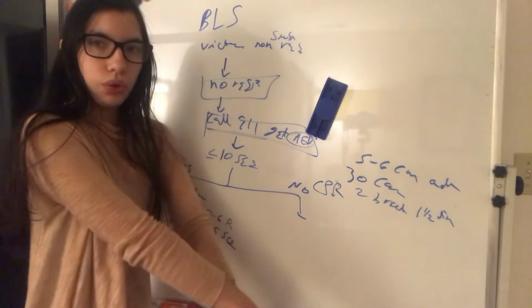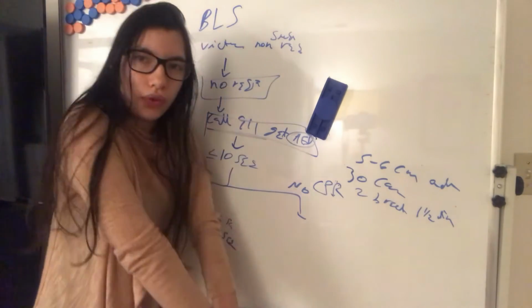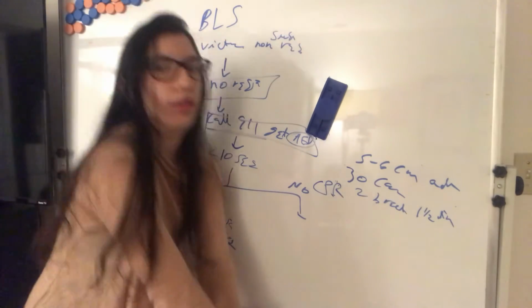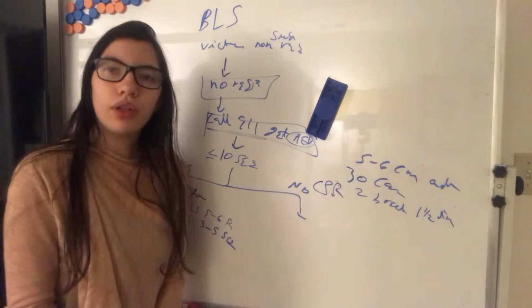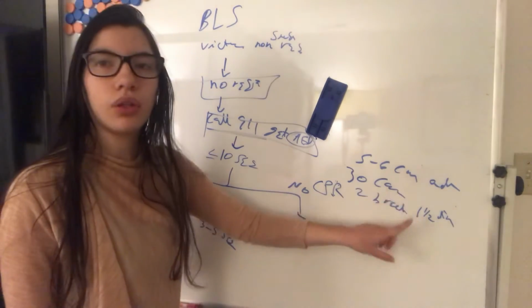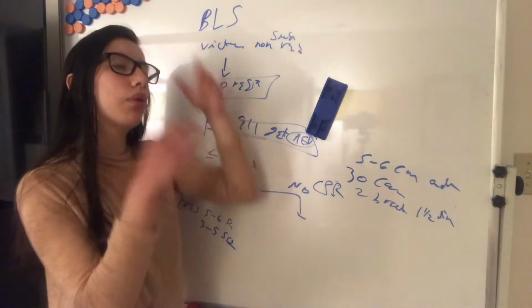And remember that when you do the compression, you need to do it like this. You cannot fold the elbow. So you need to do it all straight. And you will do 30 compressions. You will count to 30 and then 2 breaths. When you do 2 breaths, you need to put the head like this, open the mouth, and give the breath.